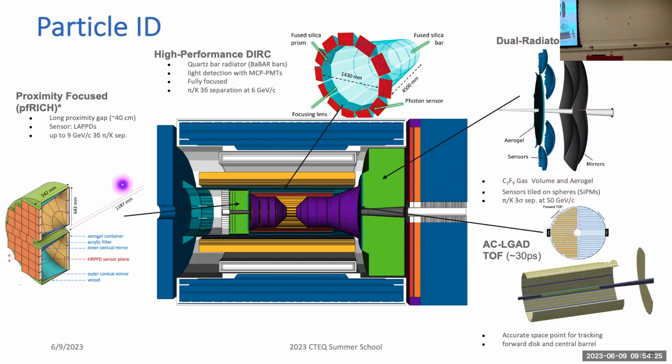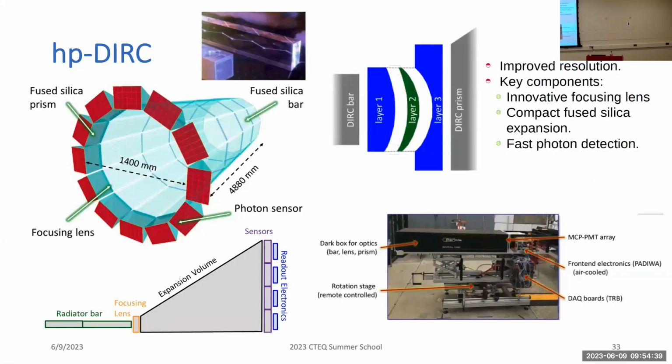There is what's called a proximity focused RICH in the backwards direction, a high performance DIRC in the forward direction, a dual radiator RICH in the proton direction, the hadron direction, and then time of flight with a new technology called AC-LGAD.